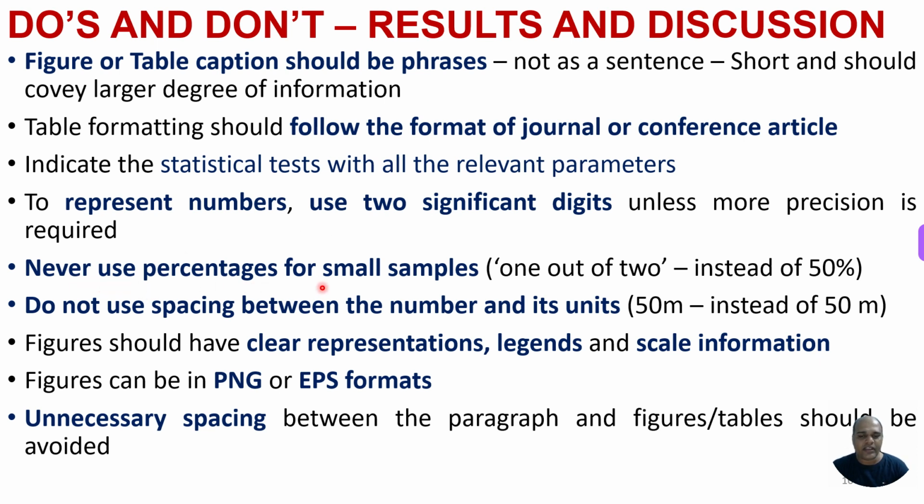Never use percentages for small samples. If the sample is very small, try to avoid percentages. For example, instead of 50%, I can write 1 out of 2. Instead of 25%, I can write 1 out of 4. So for small samples, we can use such terminology. Do not use spacing between the number and its units. For 50 meter, the spacing should not be there. So instead of 50 space meter, we have to put 50 meter.